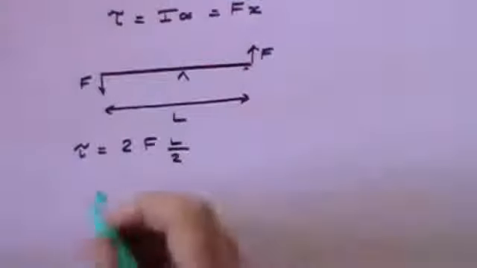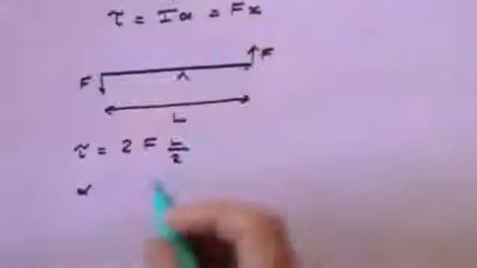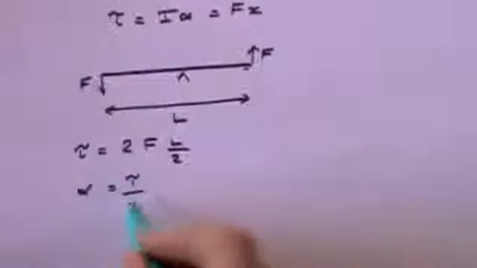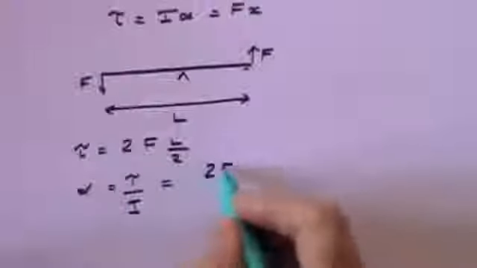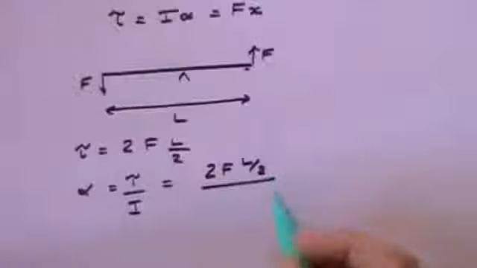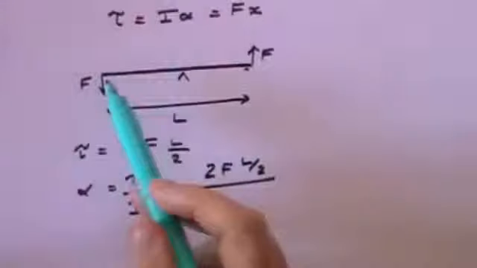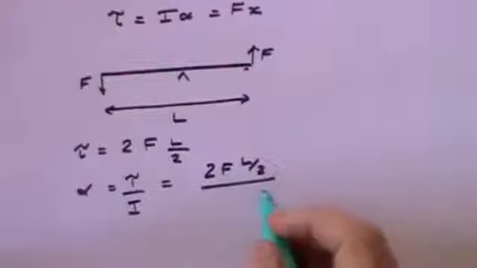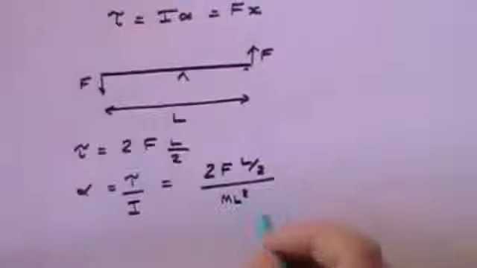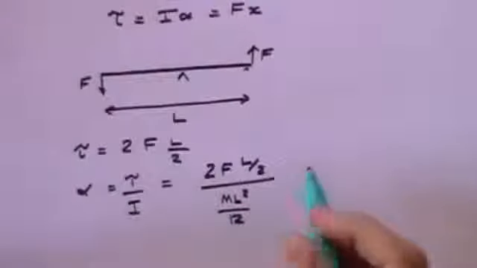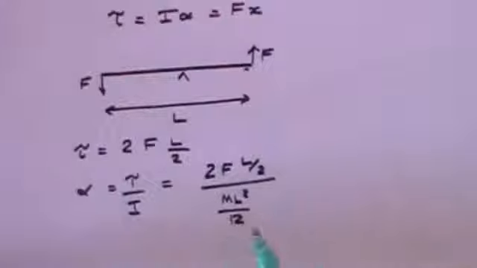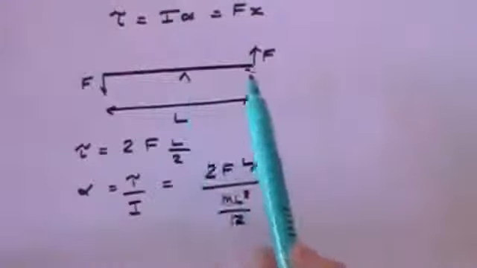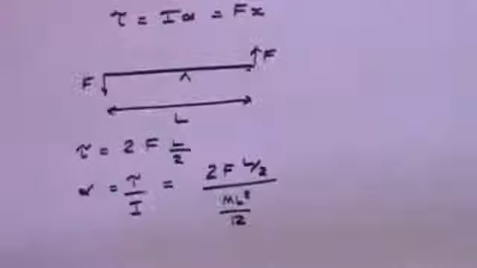The angular acceleration, alpha, from this formula here, is tau divided by I, which is going to be 2 times F times L/2 divided by I. Well, we showed that for a rod, where the pivot point is at the centre, the moment of inertia is ml squared divided by 12. And you can simplify that if you wish, but that's a way of identifying what the angular acceleration will be if you have a rod which has got forces acting on it in this way.